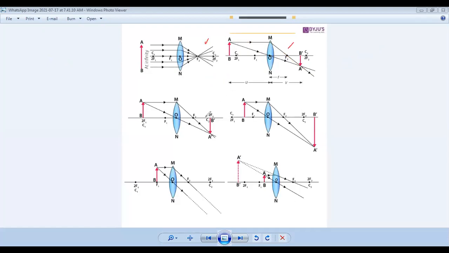Please draw the ray diagrams while I am discussing this. Coming to the third case, boys, from infinity to beyond 2f1, now the object is at 2f1, which is also the center of curvature C1 position. So I'll get an exact same size image, inverted and real, at C2, that is 2f2. The object is placed at 2f1 and I got the image at 2f2.